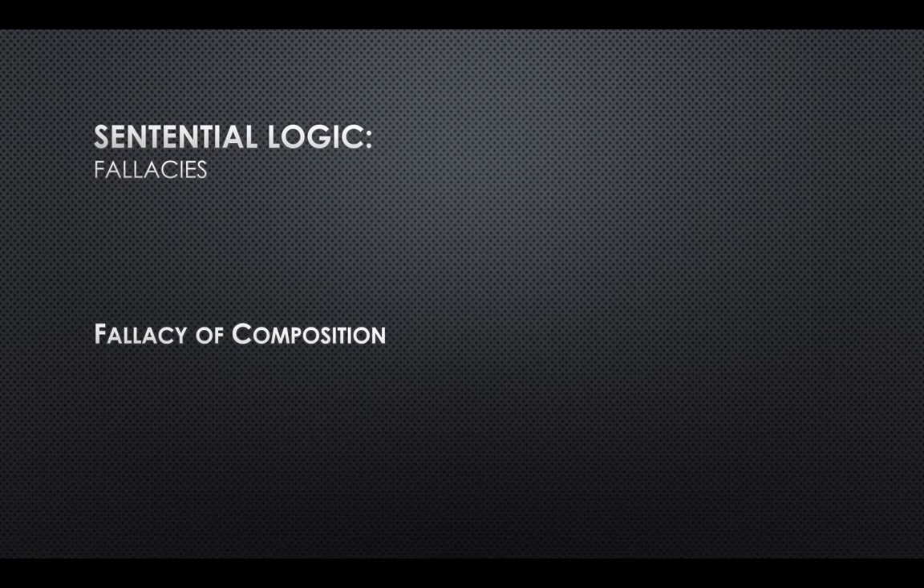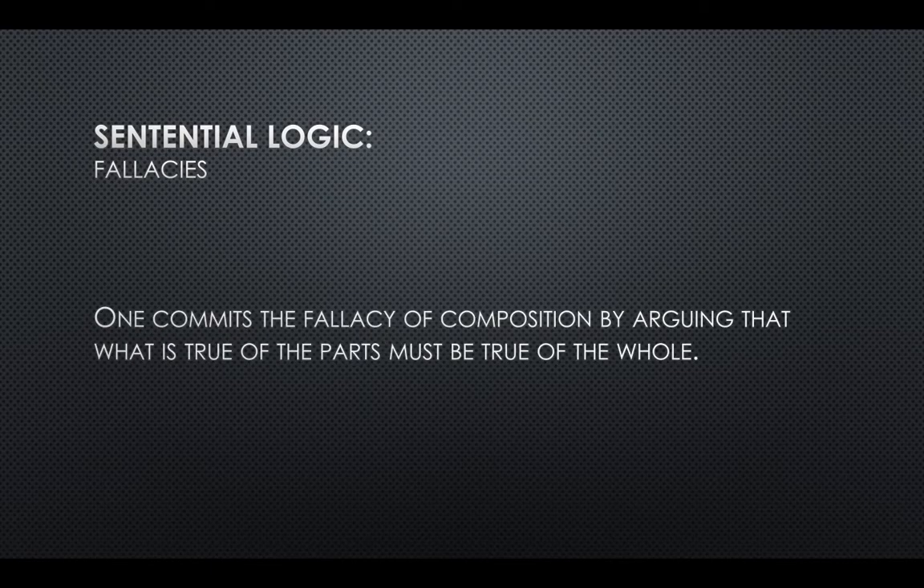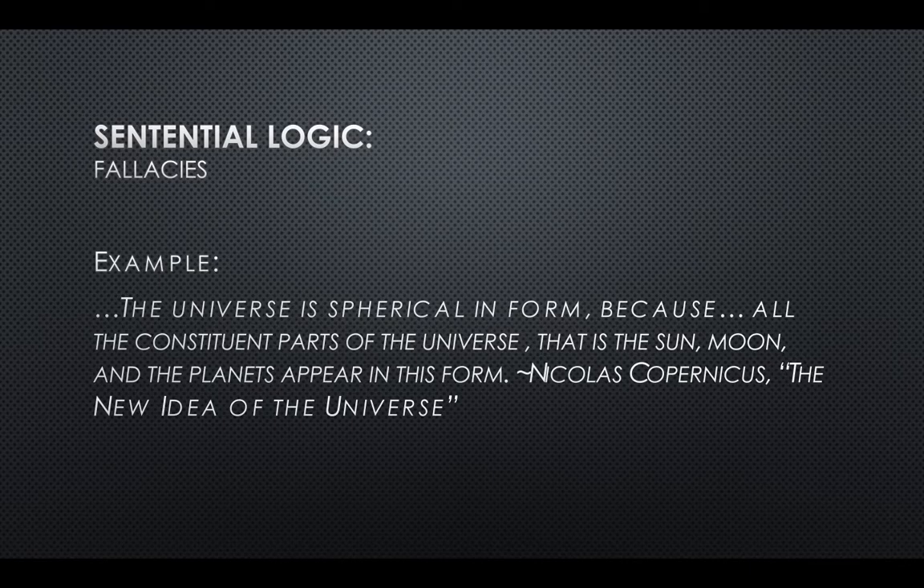Fallacy of composition. One commits the fallacy of composition by arguing that what is true of the parts must be true of the whole. For example, the universe is spherical in form because all the constituent parts of the universe, that is, the sun, moon, and the planets, appear in this form. Nicholas Copernicus. It should also be emphasized that stereotypes are a species of this type of fallacy.